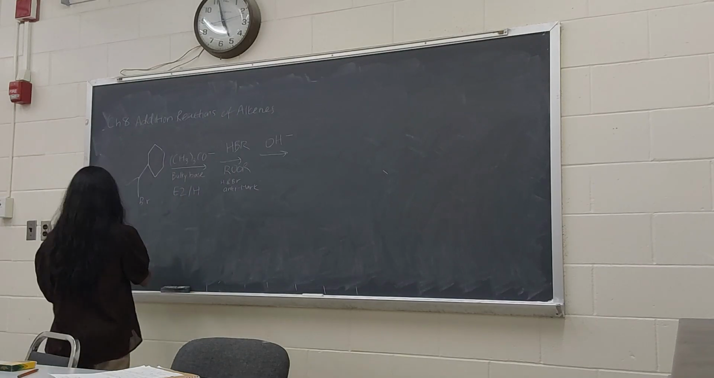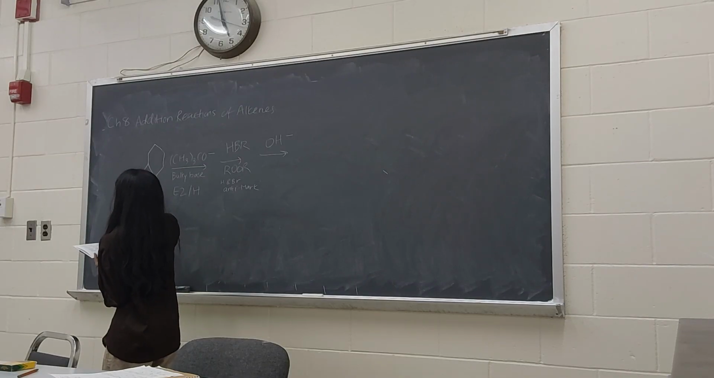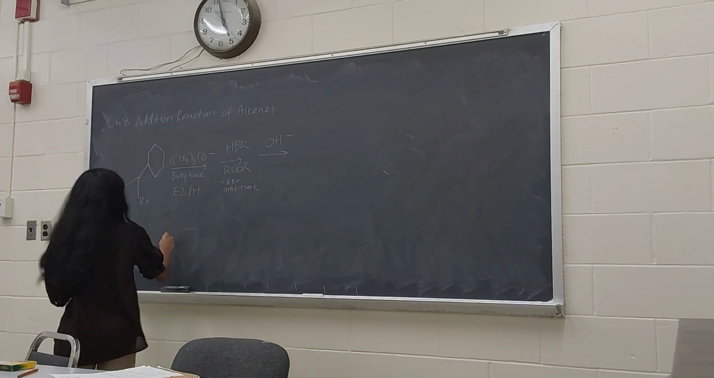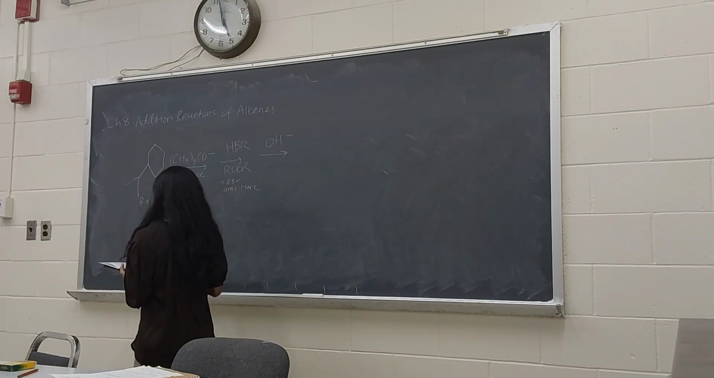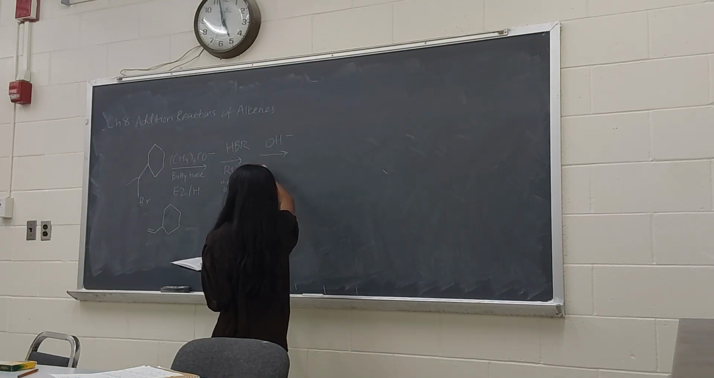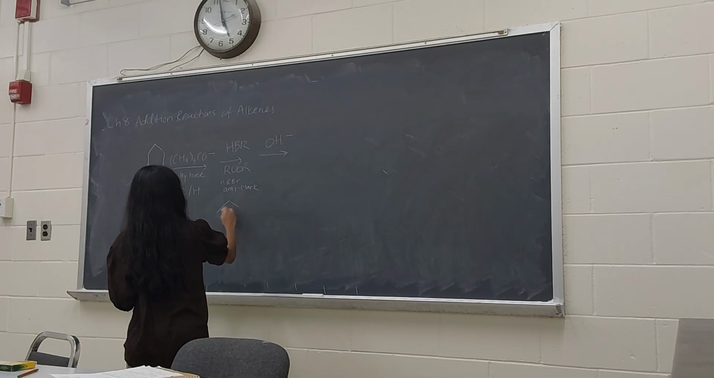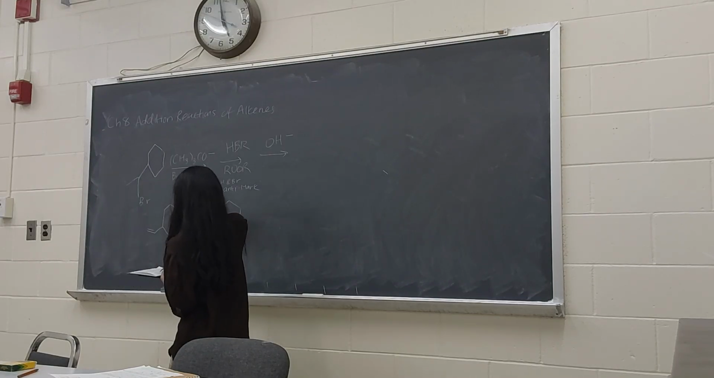So for E2 Hoffman, it can either add here or here, right? And Hoffman is going to add to the less substituted, so here. And then for HBr with ROOR, that's on the table, it's going to be H and Br anti-mark. So Br will go to the less substituted end of the alkene, so it'll be like here.